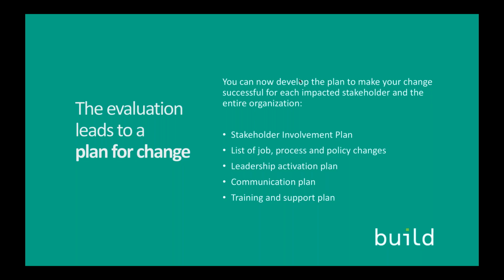So that evaluation we just went through, and I realize we went through it extremely quickly. But if you go through that same process for all of the impacts and all of the stakeholders who are affected, what you have at the end of it is the ability to create a plan in each of those 5 areas. You can create a stakeholder involvement plan that will tell you who should be involved in the project and in what way. You'll be able to ensure that changes to jobs and processes and policies are both accommodated and documented.